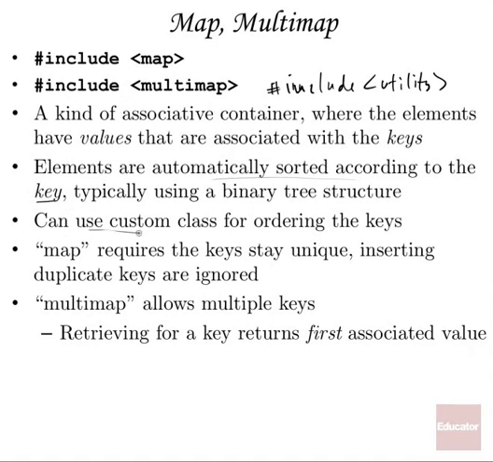You can give a custom class to decide how you want these keys to be ordered. And the map requires unique keys. If you insert a duplicate key just like a set, it'll say, I've got this already, I'm going to ignore it, throw it all away. The multimap allows multiple keys. Now the thing about a multimap, if you say, give me this key, it says, here's the first one I found. So the only way to get all the other ones is to use an iterator to iterate through them.